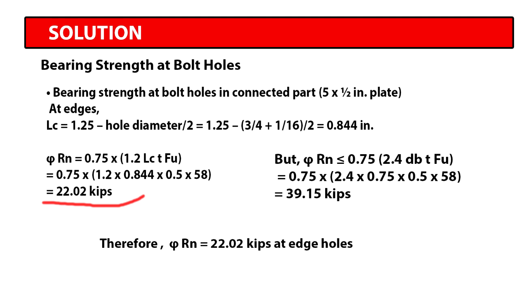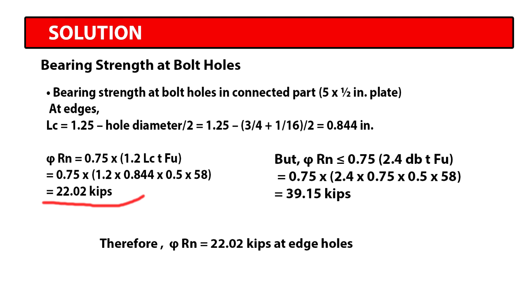For the bolts at the edges, we have our Lc clear distance, which is equal to Le minus h over 2. Le is your distance from the edge to the center of your bolt, so we have from the given 1.25. Then our hole diameter is equal to d plus 1/16. Solving this, we get 0.844 inch.